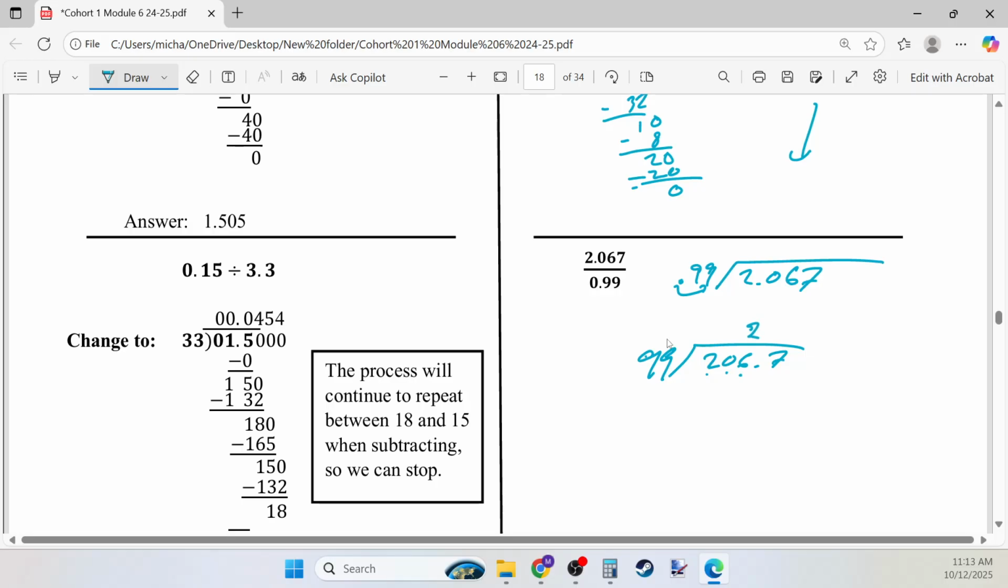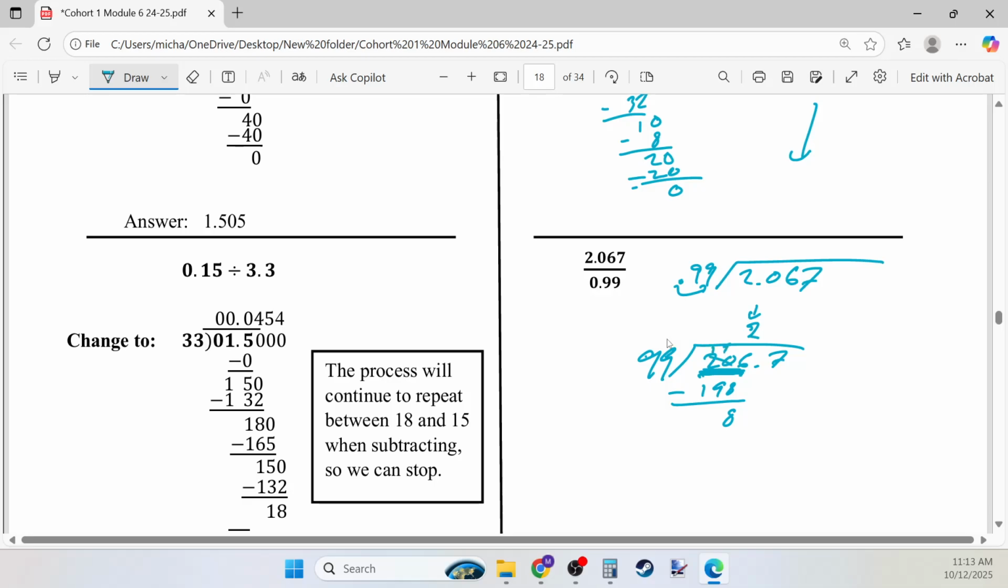So I'm going to put the 2 above the 6 because I went into 3 digits here, and so I need to have the number of times I'm going into the number I'm dividing above the third digit. I went into 3 digits. I need this number above the third digit. 2 times 99 is 198. I subtract. I get 8 as a remainder.